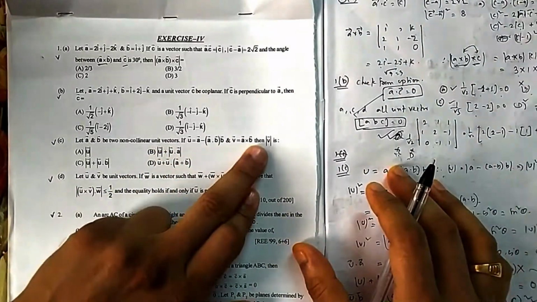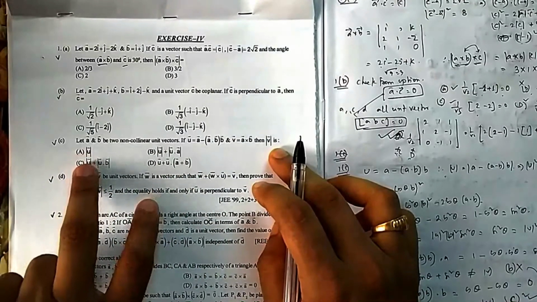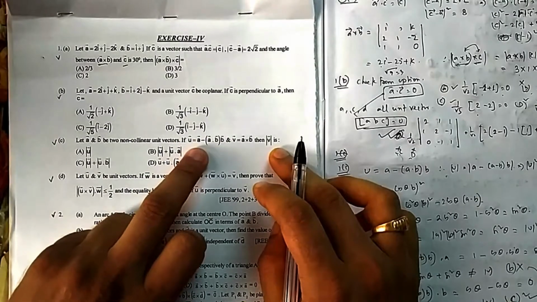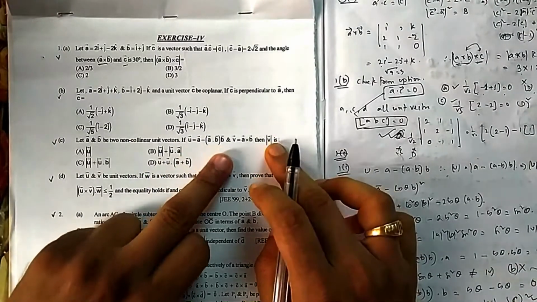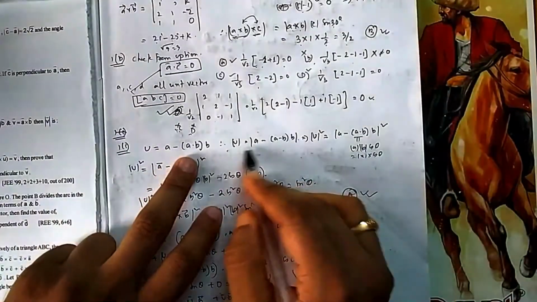U is equal to this, V is equal to this, then the magnitude of V. Now you look at the options, all options are related to the magnitude of U. So first let us calculate the magnitude of U and see whether we can find anything. U is given in this fashion, so the magnitude of U will be this.